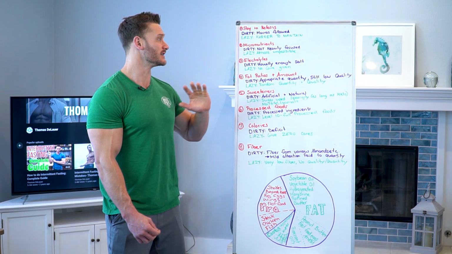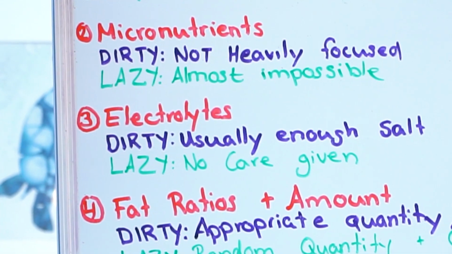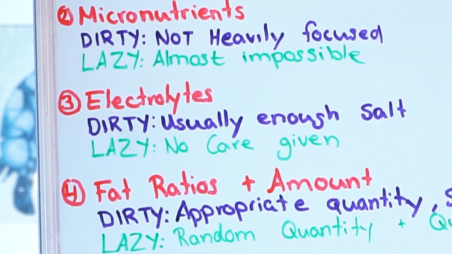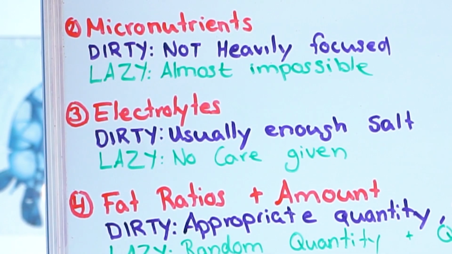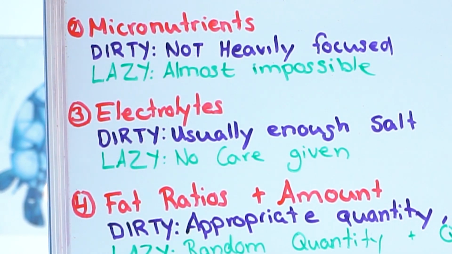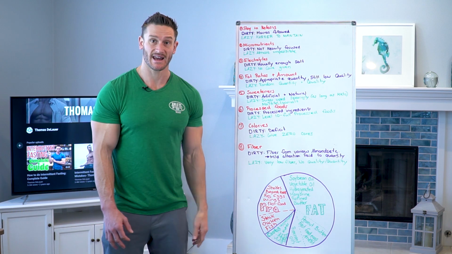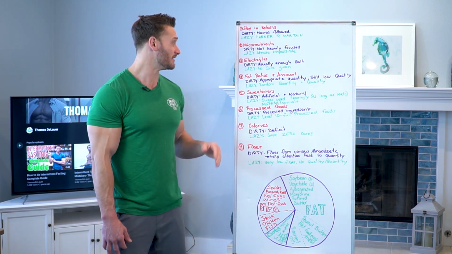So with electrolytes, zero care is given whatsoever. Dirty keto, you might give a nod to some electrolytes now and then. You might give a nod to a vegetable to get some potassium. Lazy, you're like, what the heck, if I'm gonna eat mayonnaise and tuna today and that's it, then that's it.